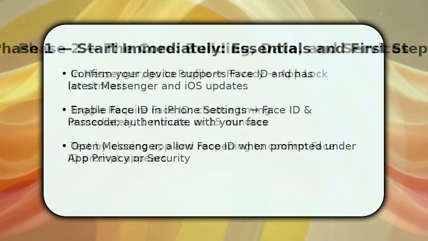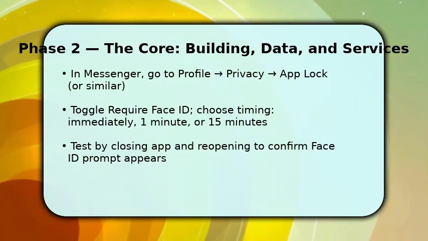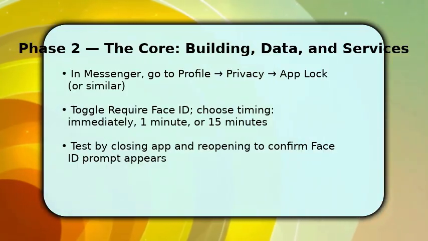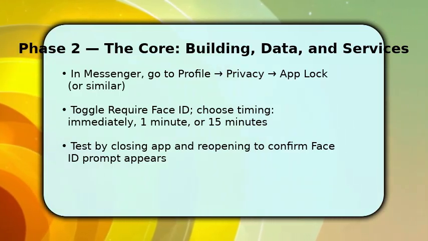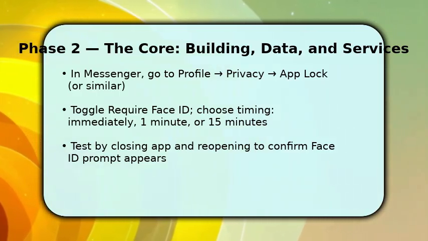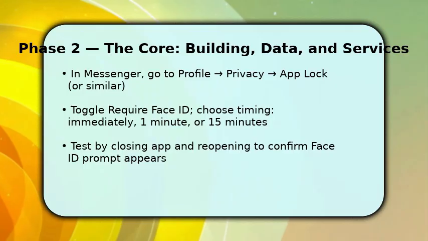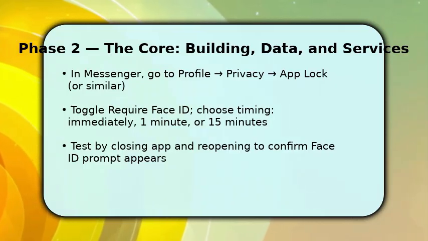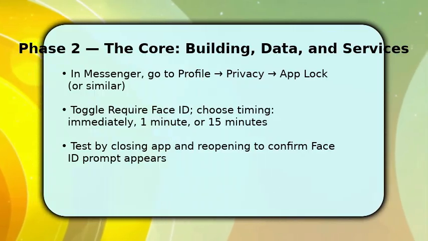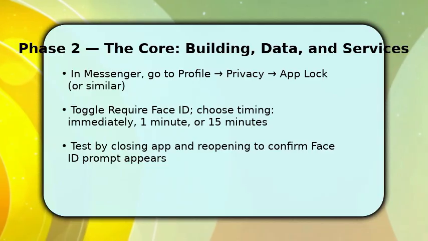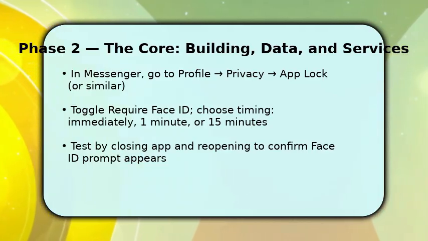Next, enable Messenger's app lock so Face ID protects conversations. In Messenger, tap your profile, then Privacy, and find App Lock or Security. Once there, toggle Require Face ID and select a lock timing that fits your workflow, immediately for max privacy or 1 minute for convenience. Make sure to observe the on-screen confirmation. Messenger will now request Face ID on reopening.